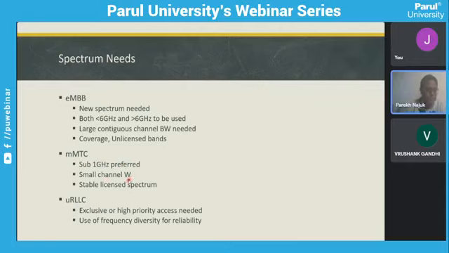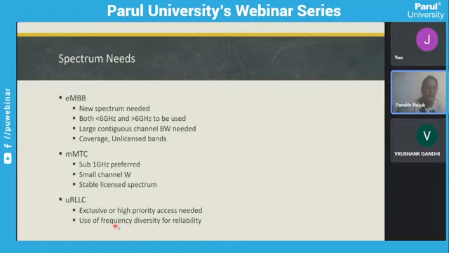Right, it requires a small channel bandwidth. So we can go with the sub 1 gigahertz, and it has a stable licensed spectrum. URLLC is very exclusive and high priority, which we need because it deals with the remote healthcare system, critical situations like that. So for that purpose, you require exclusive and high priority access.